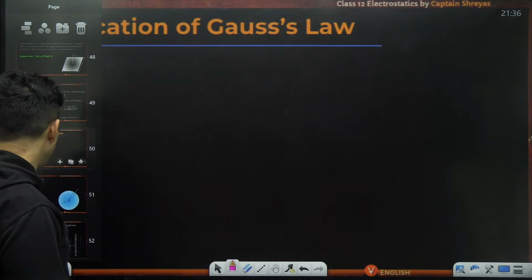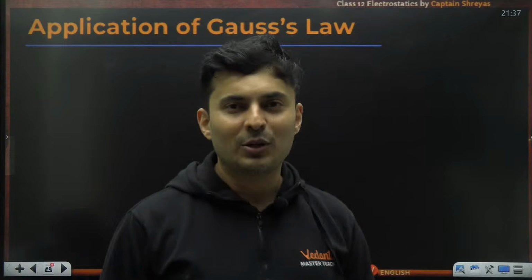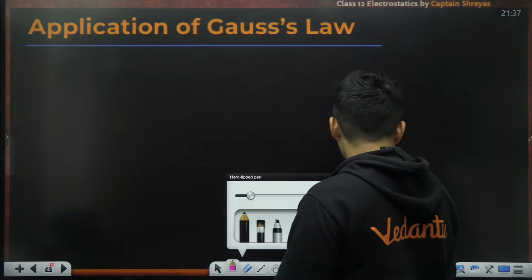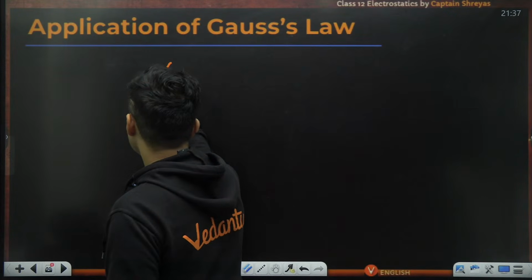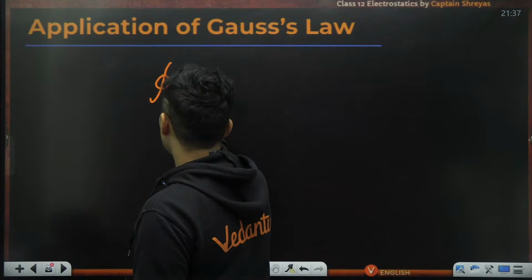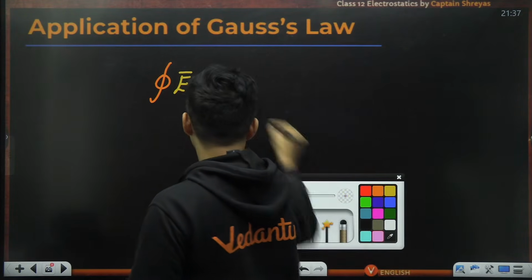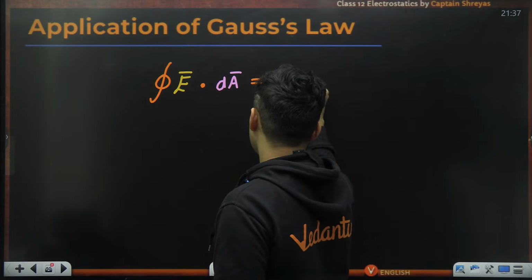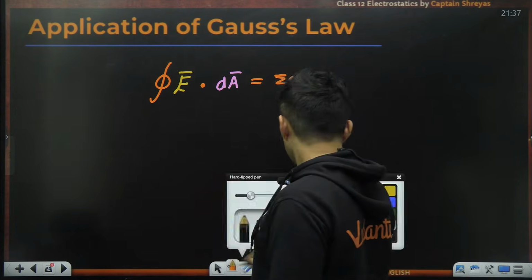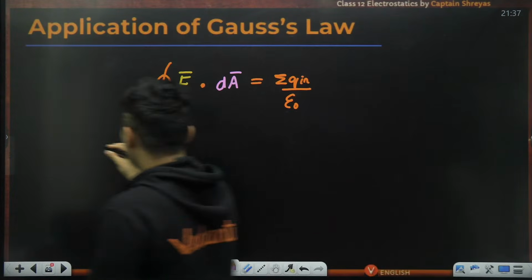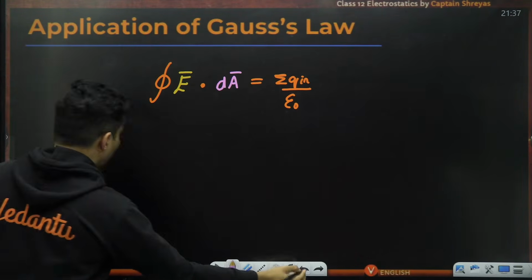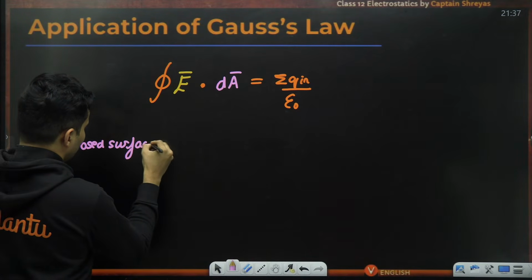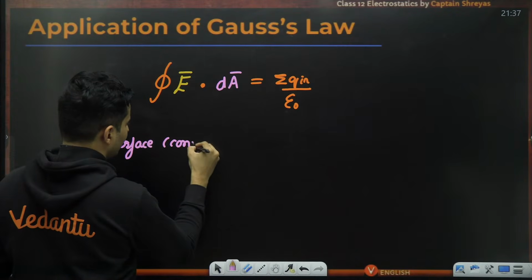Okay. So let's do some applications of Gauss's law. That is the final part of this lecture. Now, please remember, when we apply Gauss's law, the closed integral of electric field dot area vector is basically net charge inside by epsilon naught. Always choose a closed surface which is convenient.